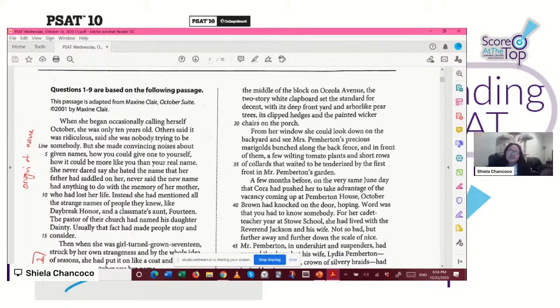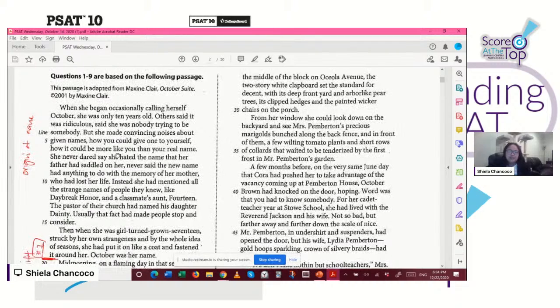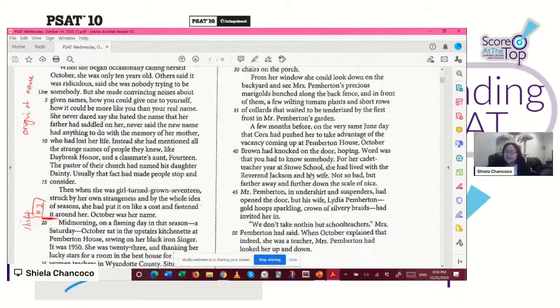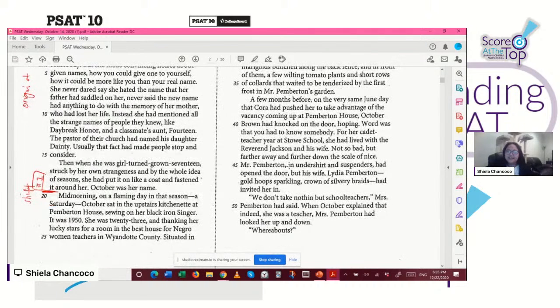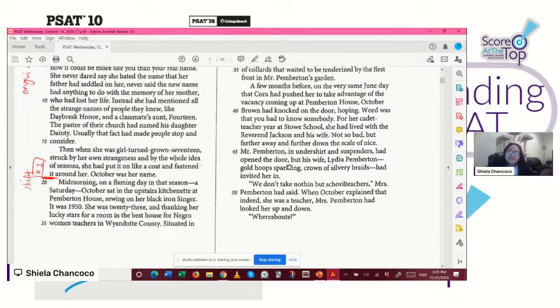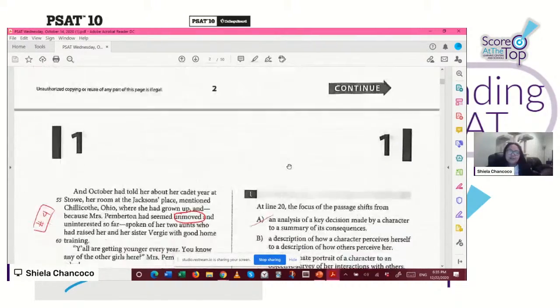So this one is about October. The first couple of paragraphs were recounting her childhood, and then the passage shifted here. As you can see, I noted that there's a shift there. There was a moment where she wanted to be a teacher at the Pemberton house, and she was luckily admitted, and there are some comments and things that happened between her and the missus. So let's go into the questions.